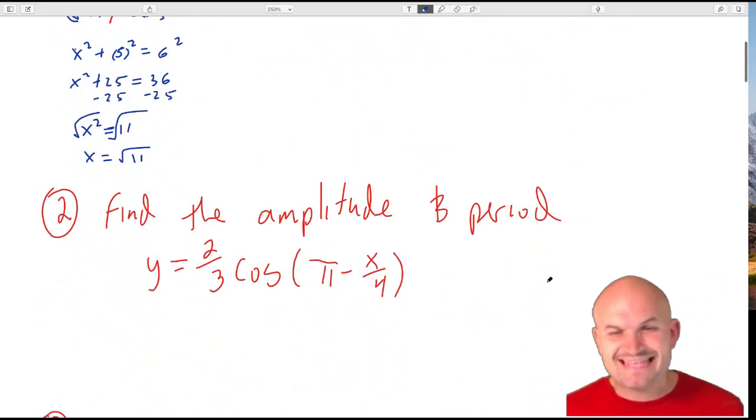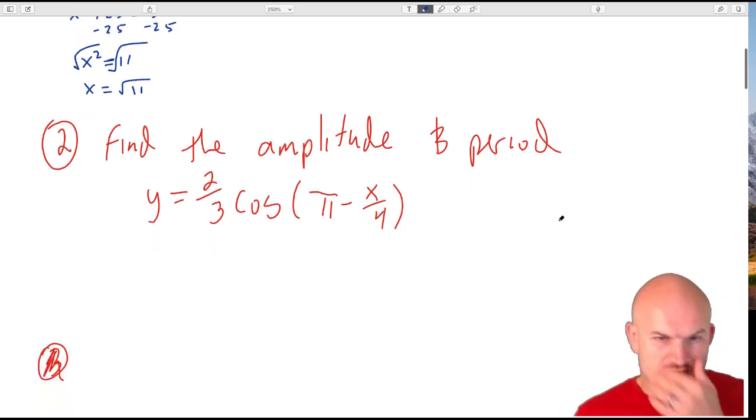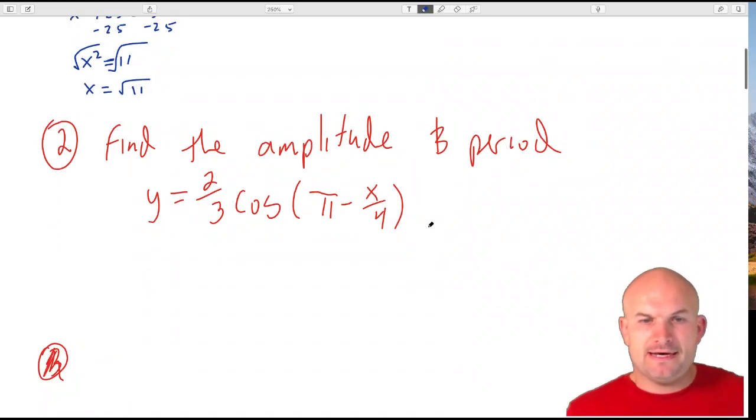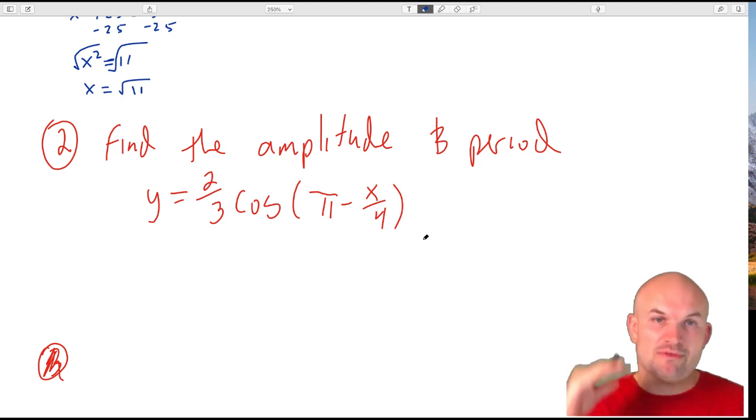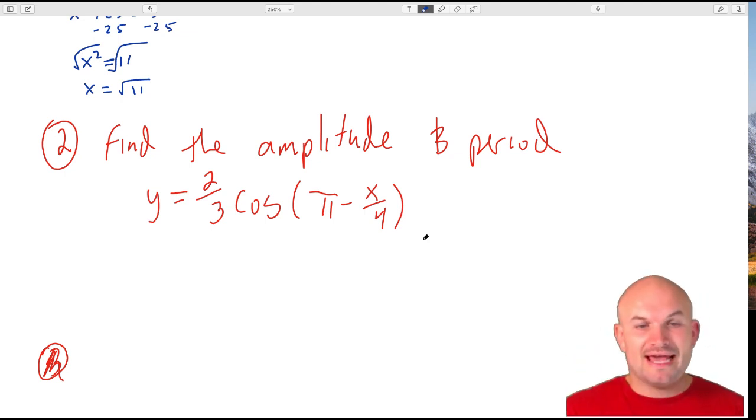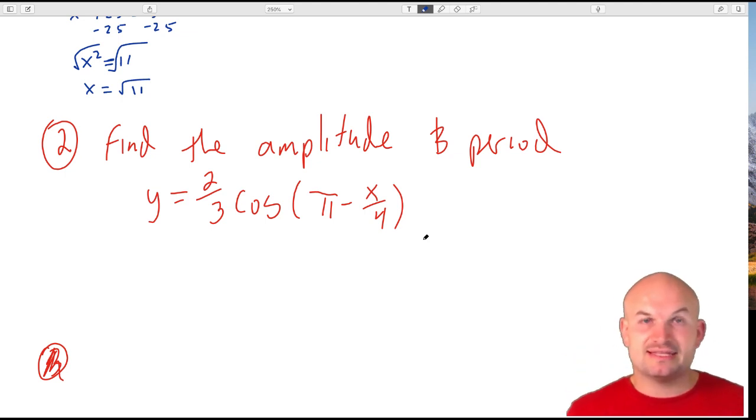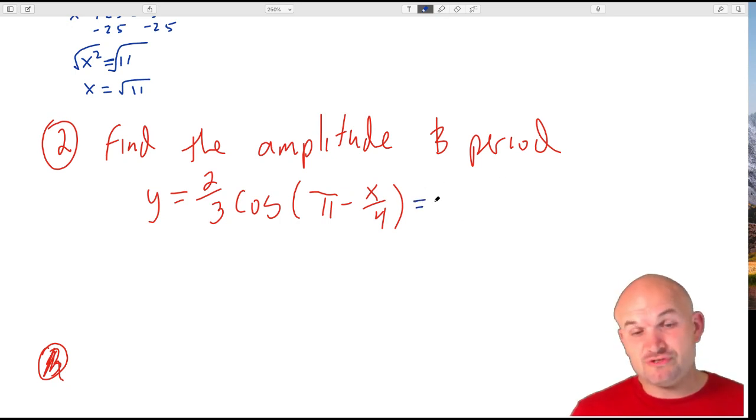Question number 2 says find the amplitude and the period. So there's a couple things we need to understand. First of all, we need to understand the amplitude and the period. Amplitude is basically half the distance from the max to the min of the cosine graph, and the period is basically the length that the graph repeats. Now, what I was thinking though when I say what you need to understand is this trigonometric equation.